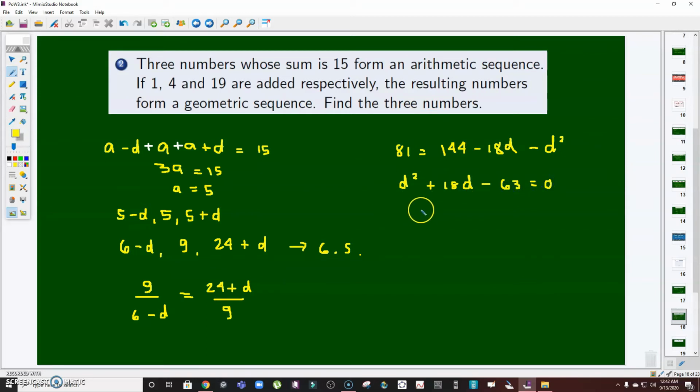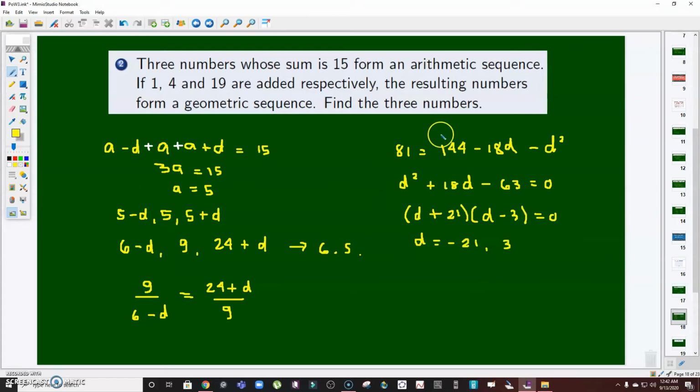There you go. See that? Okay, so it's factorable. Therefore, the factors of this one are (d + 21)(d - 3). See that? If I'm going to add them, the sum is 18, and the product is negative 63. So therefore, there are two values of the common difference, that is negative 21 and 3.